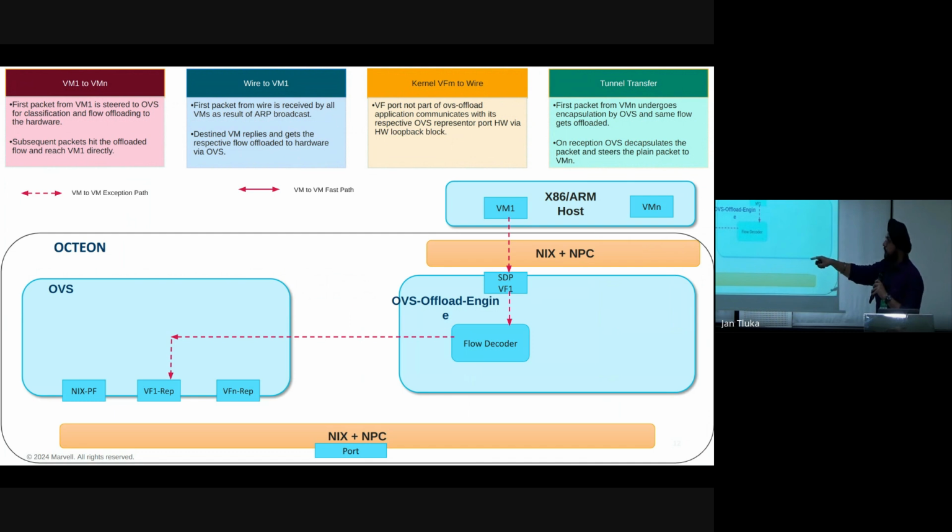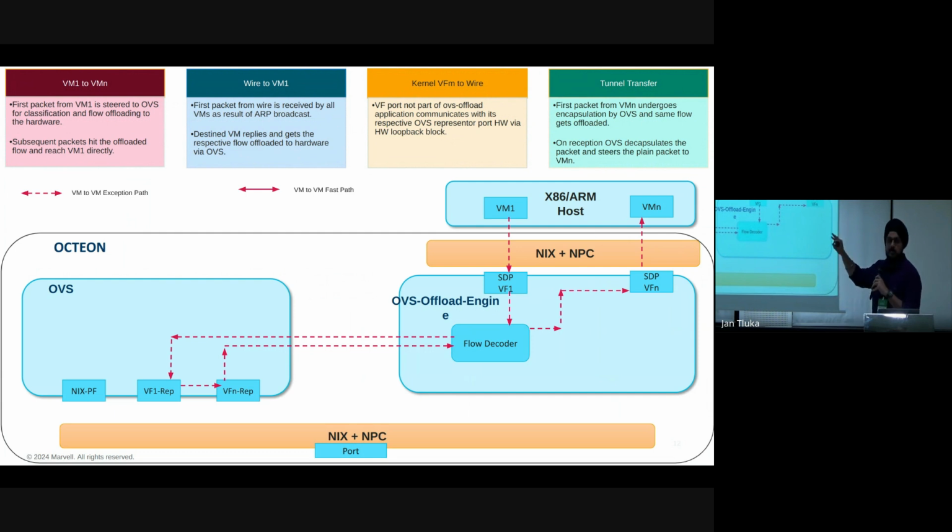So from VM1 to VMN, for getting the packet from the host to the OVS, we needed a mechanism which can receive the packets from the host and relay them to the OVS. For that, we implemented this OVS offload engine, a companion app which works in tandem with OVS. This engine makes sure about the fast path. OVS does the MAC learning and broadcasts the ARP.